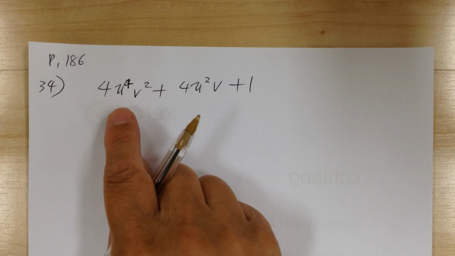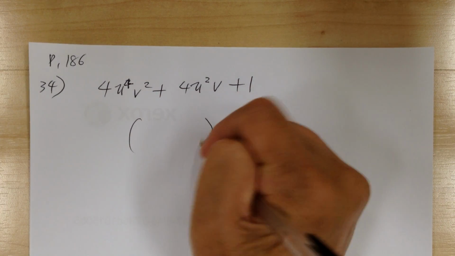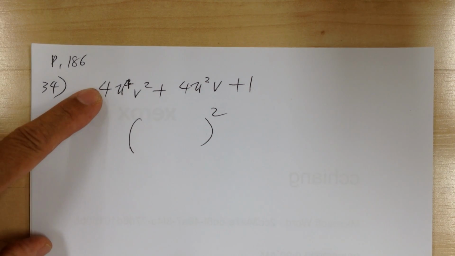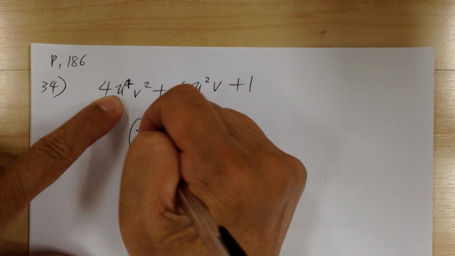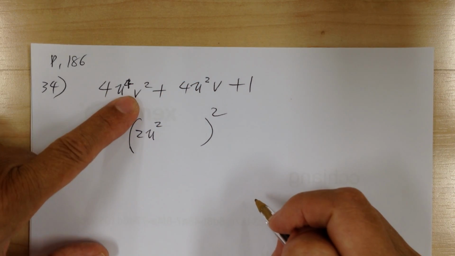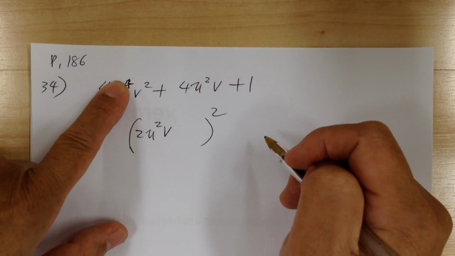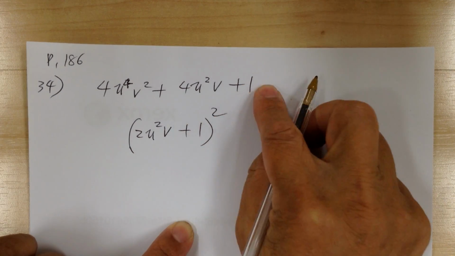Okay, and so before you even do that check, this is a square, this is a square, so it works, right? So get your template ready, okay? Then you break it down. So to get 4, you need to have 2, right? 2 squared give you 4. To get a u to the 4, you need to get u squared. To get a v squared, you need to have v. And so this came from these. And then this, you're going to get plus 1. Okay, 1 squared give you 1.